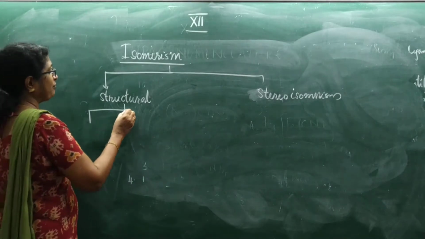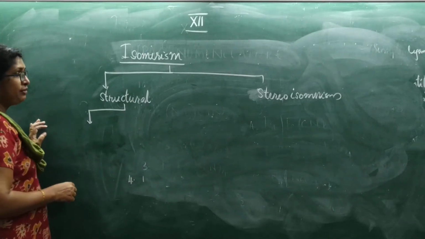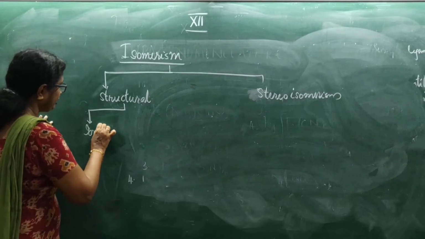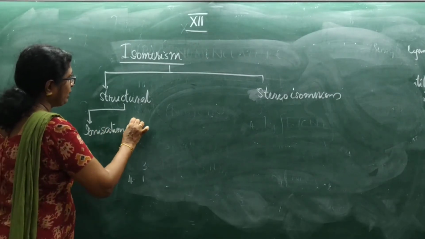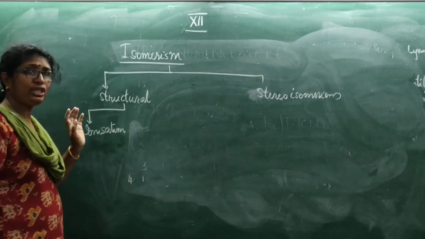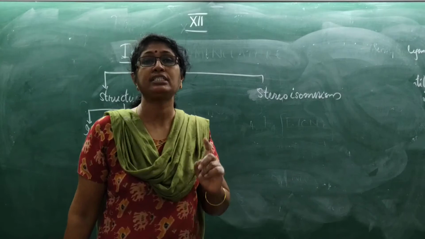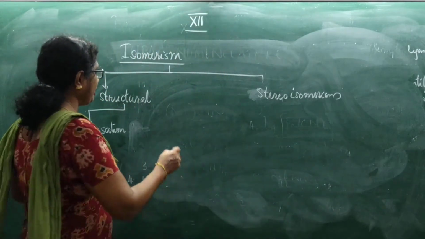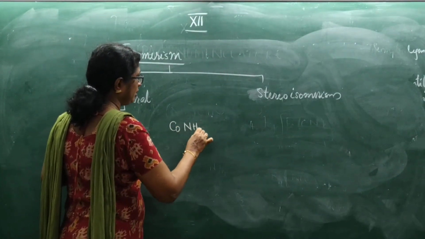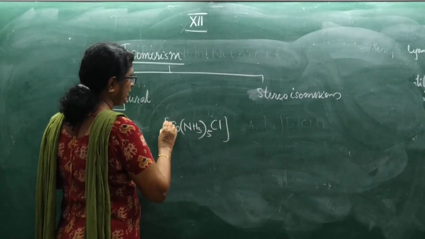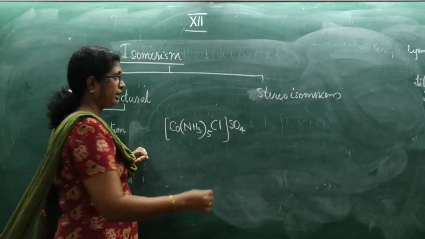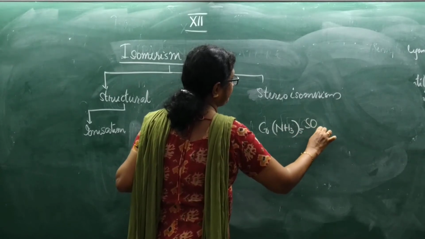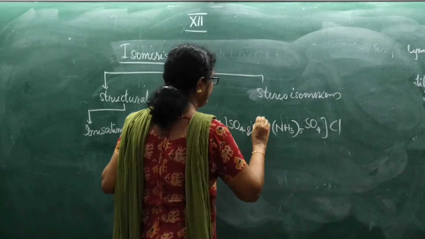Structural isomerism is of different types for these compounds. The first one is ionization isomerism. Now what is ionization isomerism? In ionization isomerism, different types of ions are formed in aqueous solution. For example, I tell you, [Co(NH3)5Cl]SO4 and [Co(NH3)5SO4]Cl. These are two compounds.